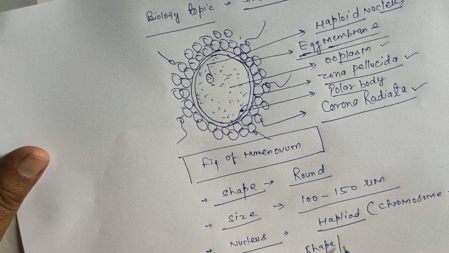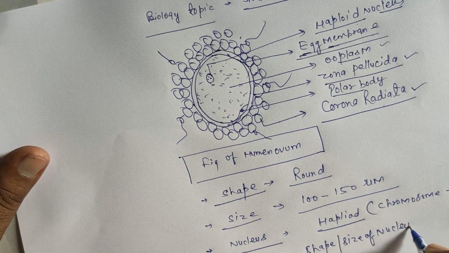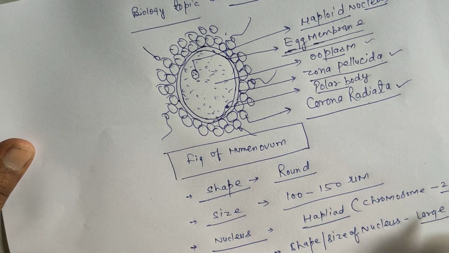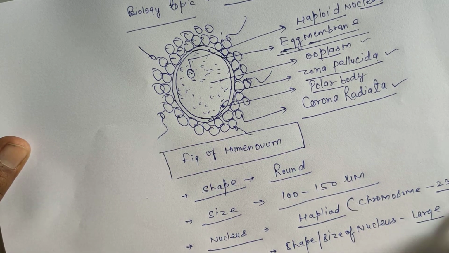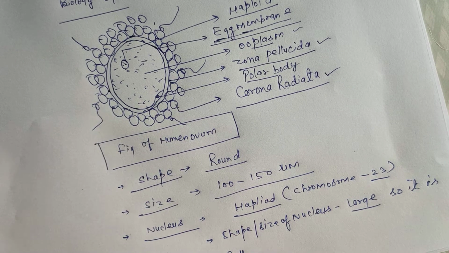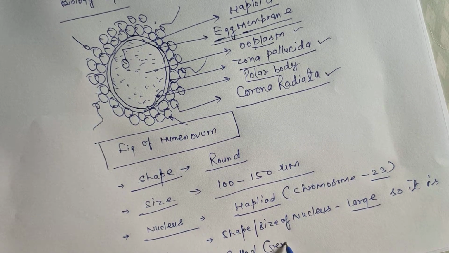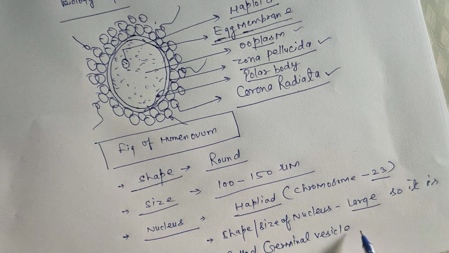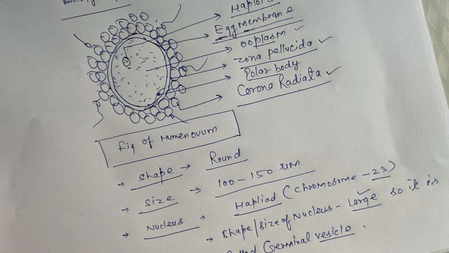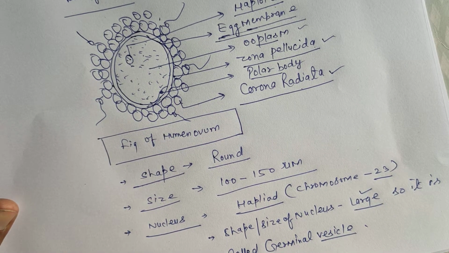Second, shape and size of nucleus is large, so it is called germinal vesicle. Means nucleus shape or size is large.